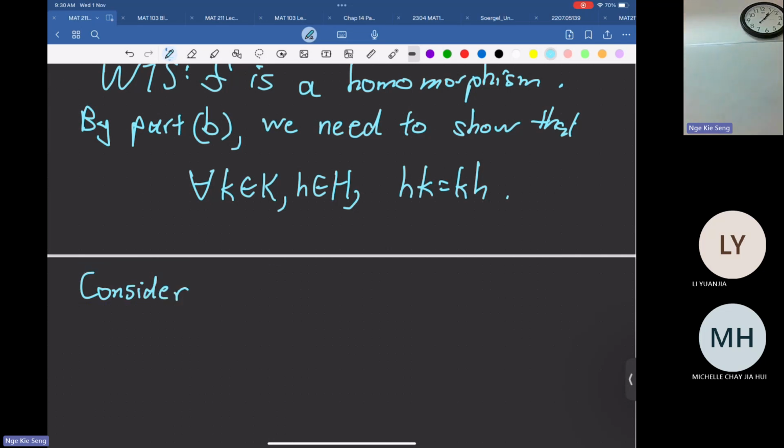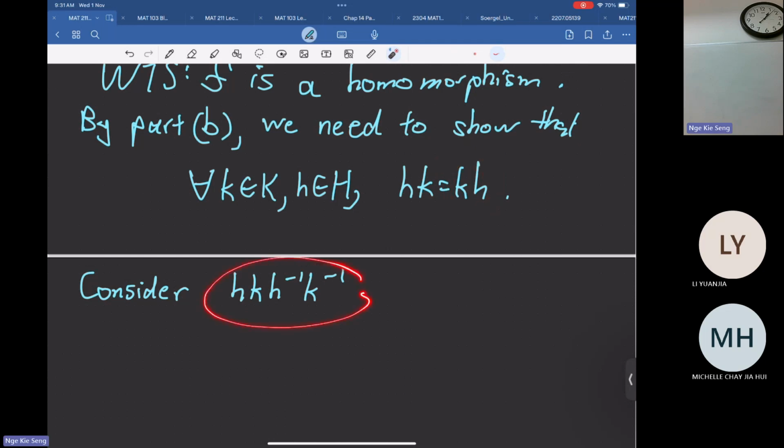So we can move everything to one side, right? In particular, we can look at this object here: HKH^{-1}K^{-1}. We can ask whether this thing equals the identity or not. I just move KH to the other side. Consider this element.